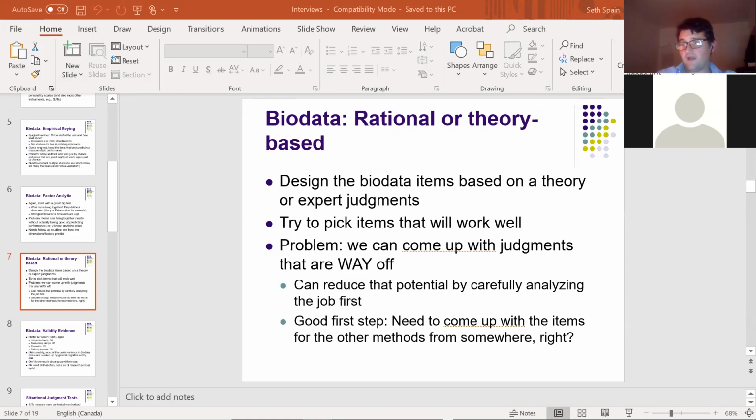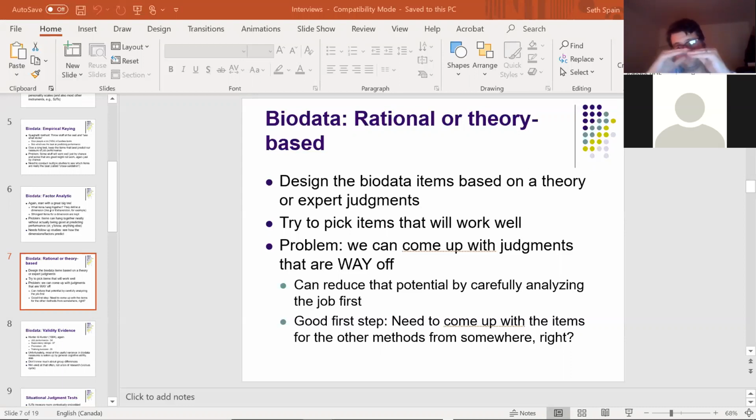The one thing, and this is something that, since I mentioned cross-validation, will come up again in a week or two in the discussion about selection systems. If you're using empirical keying, the one thing to realize is related to the argument I was just talking about: you can by chance have some items that look great that don't work the next time, for instance. That's why you need cross-validation.